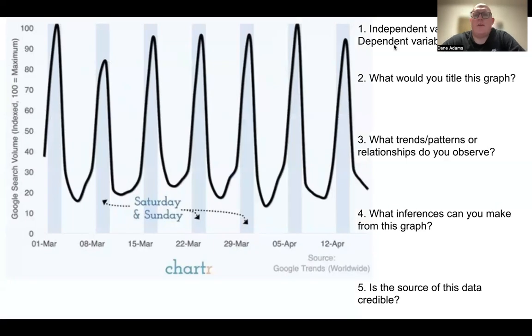After looking at this graph, independent seems to be day or maybe time or week. Actually, it looks like it's broken up by week, so any of those are fine. The dependent variable seems to be Google search volume. Number 2, we should title the graph, again, Y versus X. So Google search volume versus time. The trend or the relationship I see is different than what we've seen before. It seems to spike and then dip, and spike and dip, and spike and dip, but it seems very repetitive. It seems to do that over and over again.